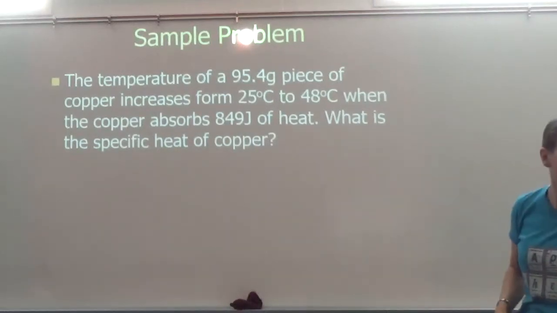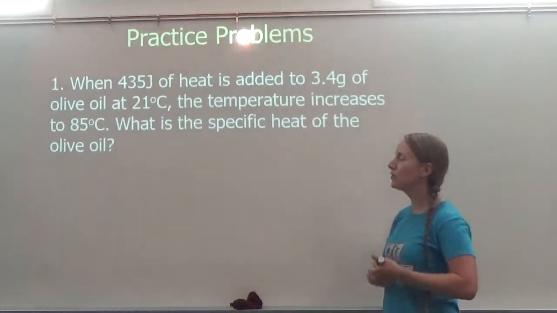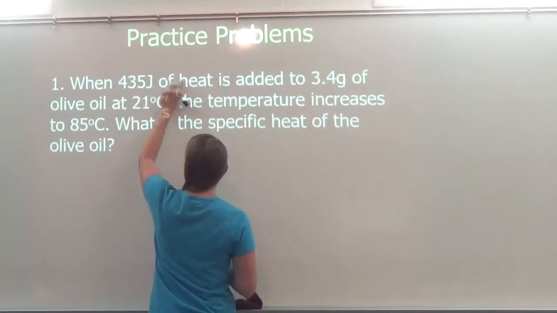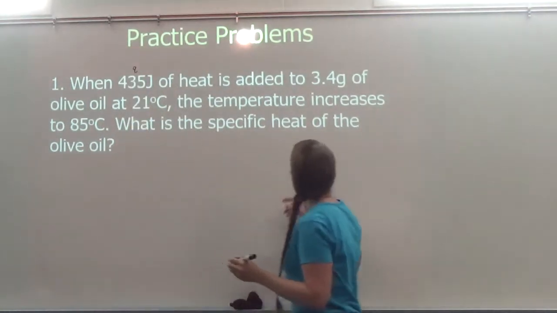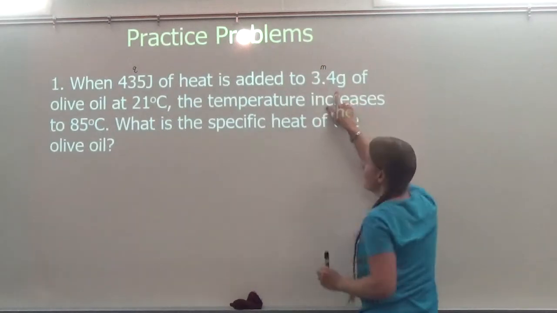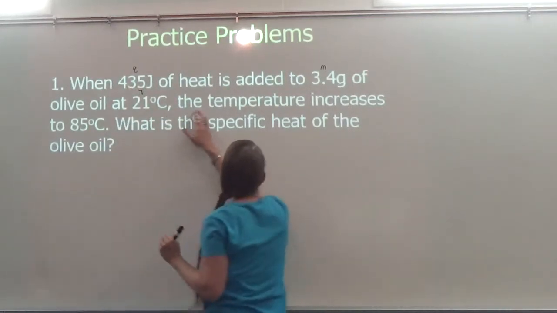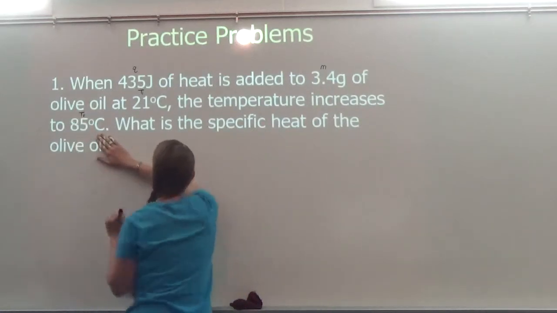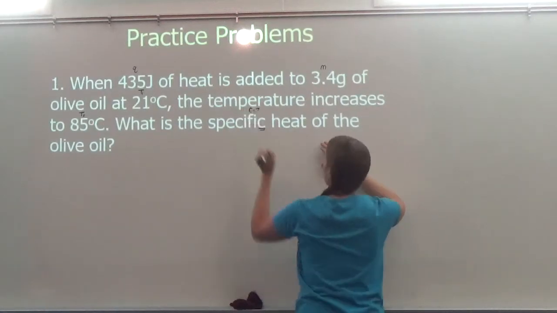All right, so let's move on and look at another one. If you're feeling confident, maybe go ahead and pause it and try this one on your own, and then we'll look at it together. So it says when 435 joules of heat, so remember joules is heat, plus it told me it's heat, so that's my Q, is added to 3.4 grams of olive oil. There's my mass, because grams is mass. At 21 degrees Celsius, there's my initial temperature. The temperature increases to 85 degrees Celsius, there's my final temperature. What is the specific heat? So I see a C, so I'm looking for C.